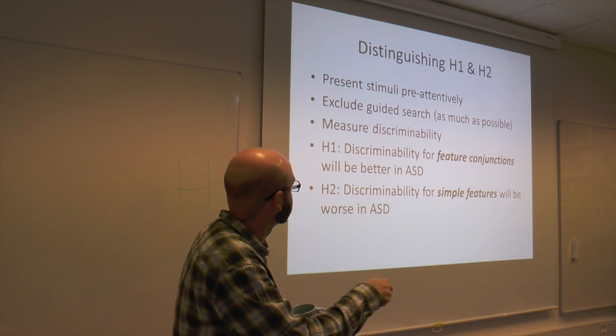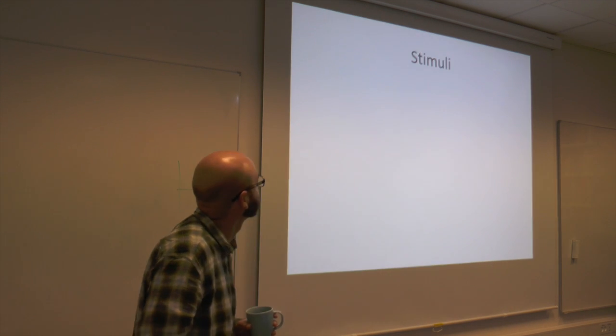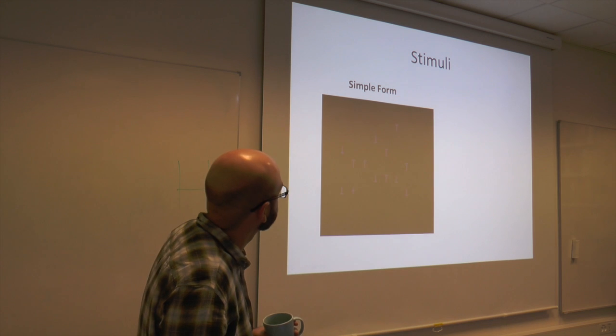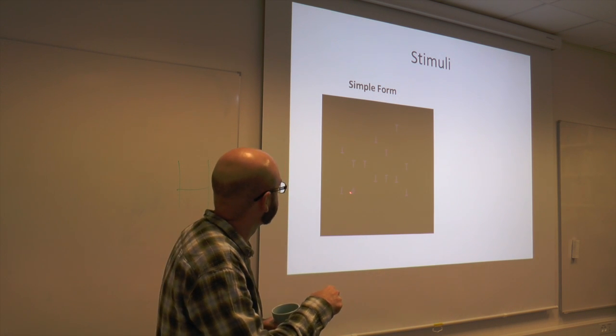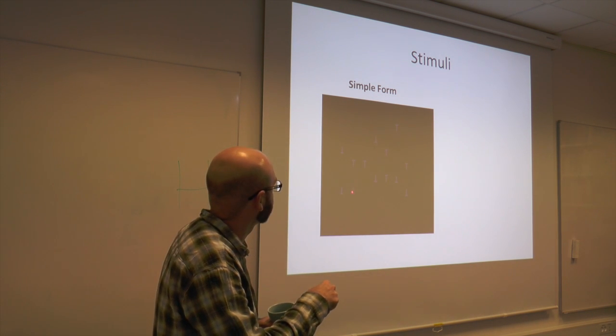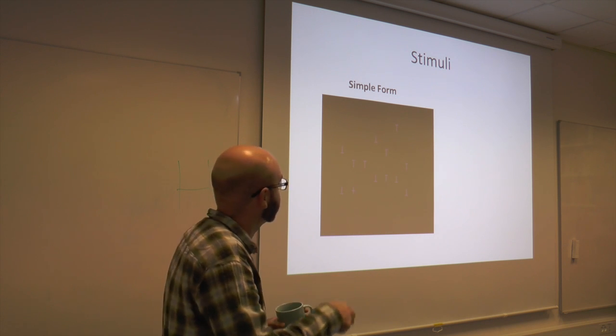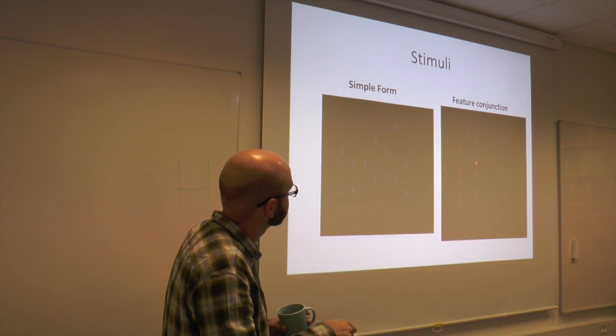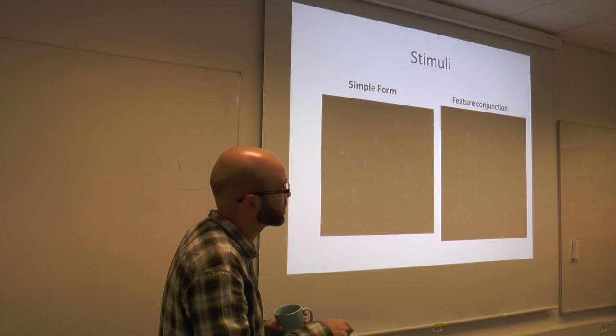I was betting on this one before I ran the study. So what stimuli did we use? Well, here's the form search. You have to find the cross amongst the T's, and the conjunction search was that you have to find the cross amongst the T's again, but now there's some red crosses.